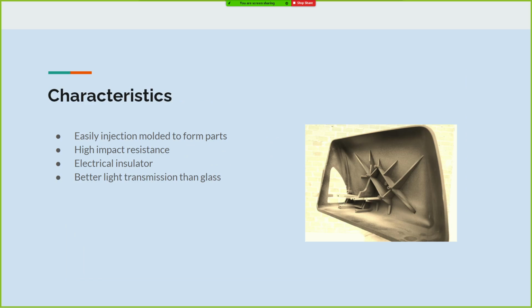Now, that polycarbonate has become so prominent in our lives because of its unique characteristics. It is cheap and easily injection molded into parts, so you can form really unique shapes for pretty cheap. It has a very good strength to weight ratio, so you get high impact resistance and scratch resistance. It is an electrical insulator, and it actually transmits light better than glass.